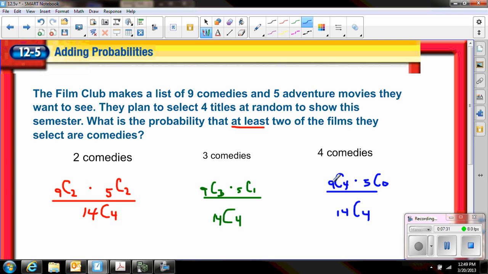Because these events are all mutually exclusive, meaning I cannot watch 2 comedies at the same time I'm watching 3 comedies. It doesn't work that way. It's either 2 or 3 or 4. I take each of these probabilities and we add them up.